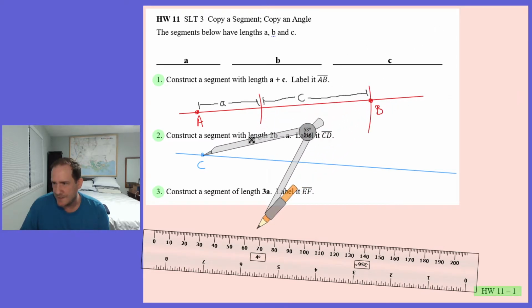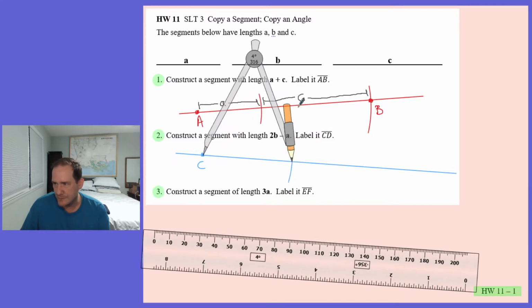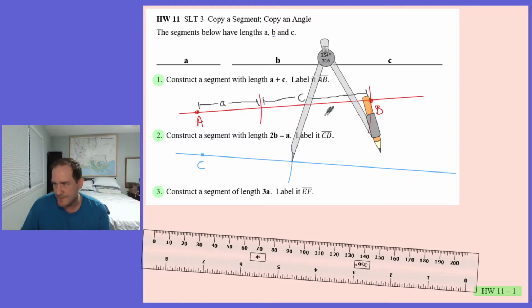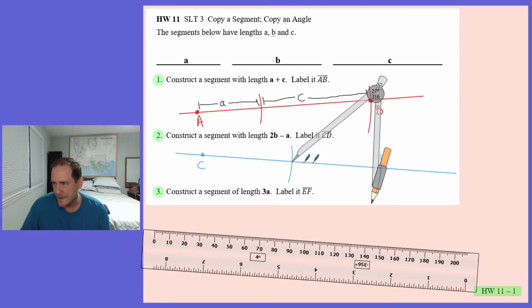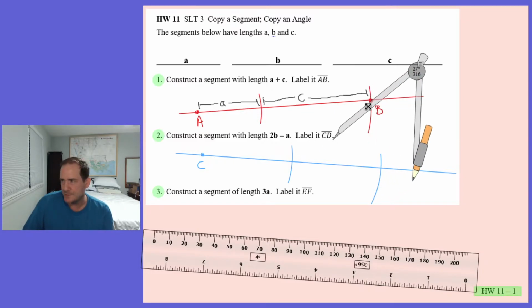So I'll center on the point C that I chose, and I'll turn and I'll swing once, then I'll go to the end of that segment and I'll swing it again. Now I know that distance is a length of 2B.